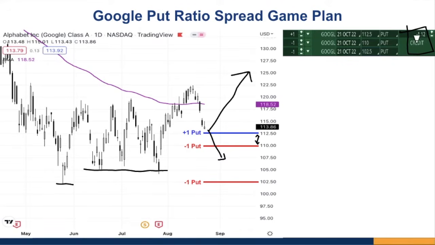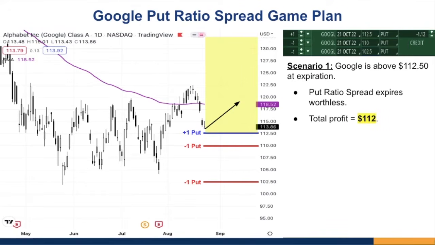I still get $1.12 for this. So as always, we always want to plan out our different scenarios so you know exactly what to do when the market gets to the different places.